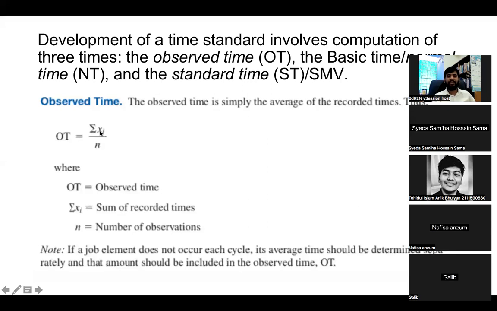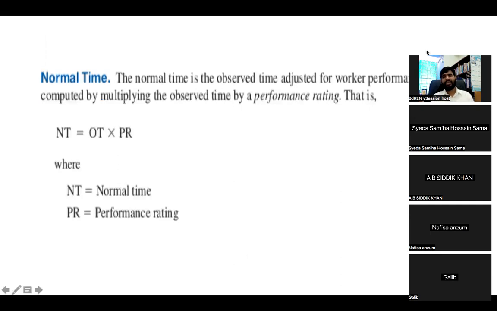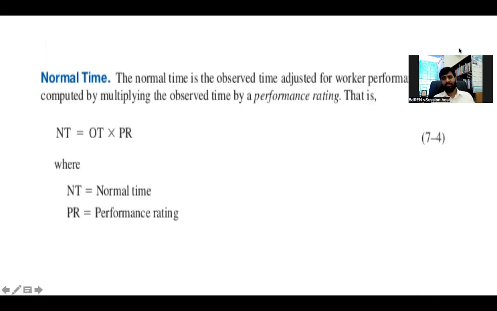The sum of X means repetition of the jobs. Maybe first time, second time, third time. If the n is 20 times, you will sum 20 figures, and then you will get the observed time. Is it clear what is observed time? Then, after getting the observed time, be careful, please listen to me.